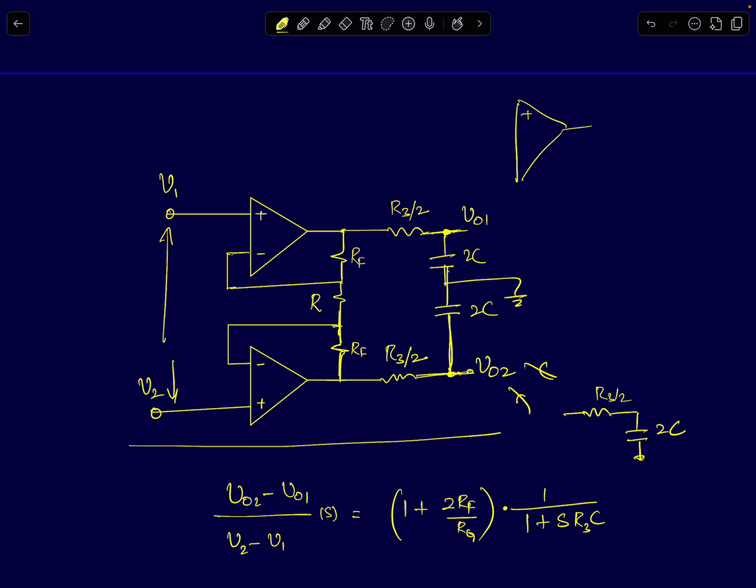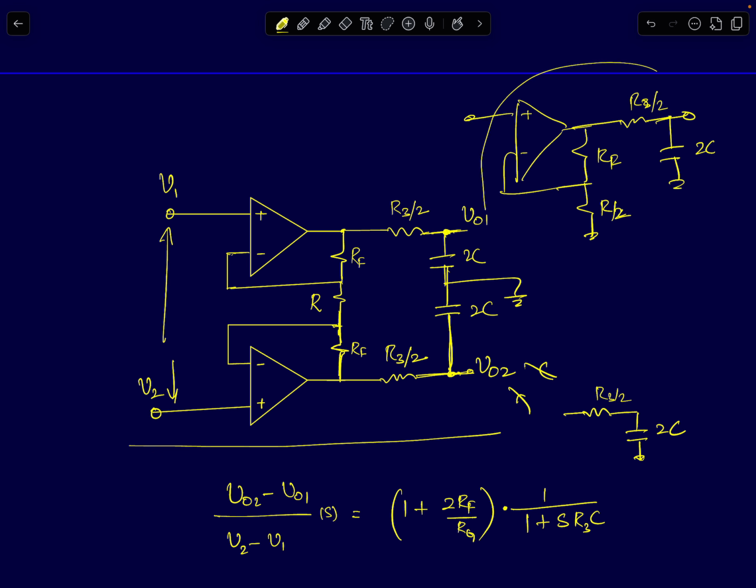So the non-inverting amplifier can be reduced to something like this, RF and R by 2, followed by a low pass filter of value R3 by 2 and 2C. So if you find the gain of this differential half circuit, that will be the gain of the overall differential circuit as well.